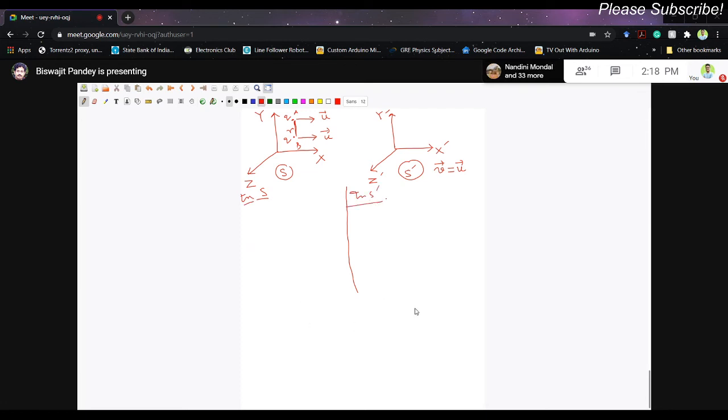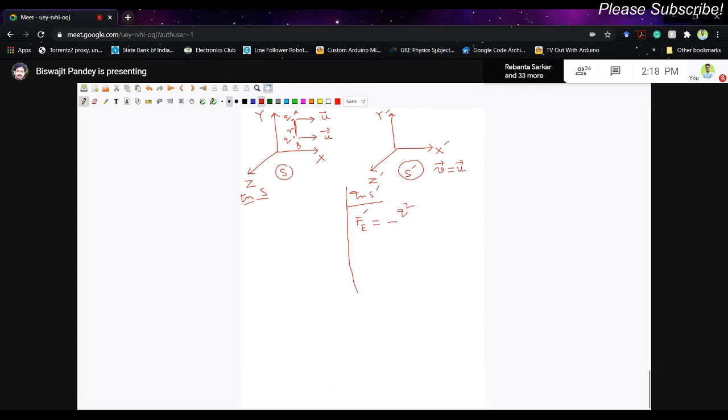In S prime we have only the force due to the Coulomb repulsion, which is straightforward to write. So the electric force F_E prime is equal to Q1 times Q2, which is Q squared because both charges are the same, divided by 4 pi epsilon 0 R squared. I am using SI units. And this force is acting along which direction? X, Y or Z? Which axis?